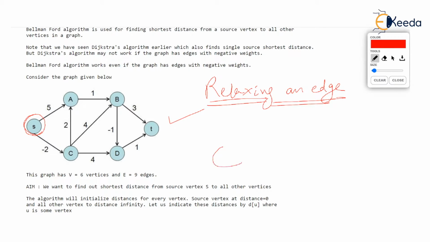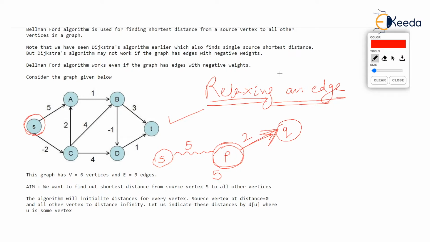Relaxing an edge means, with an example, you just check. Suppose there is a vertex called P and P is connected to Q. Just imagine. And we know that some way or the other, we have found the shortest distance from S, the source vertex, to P. I don't know what that is. We have come some way to P, and the shortest distance from S to P is, let's say, 5. So we say this vertex P is at shortest distance 5 from the source. And imagine the cost of the edge from P to Q is 2. Okay, I hope you are understanding what I am saying.